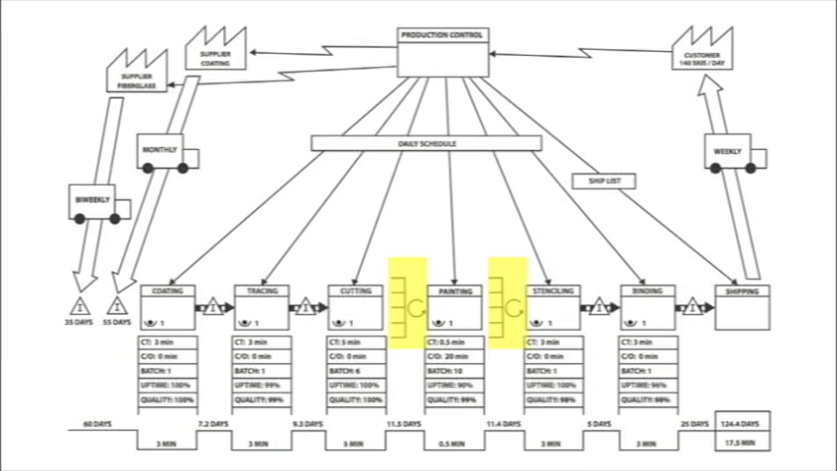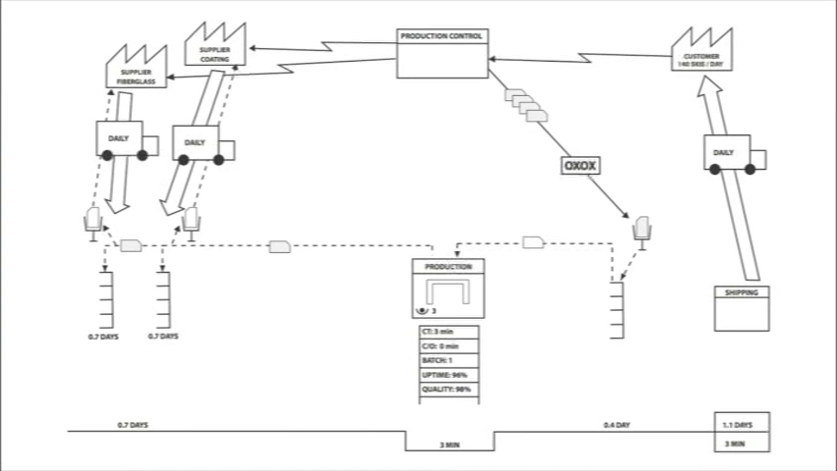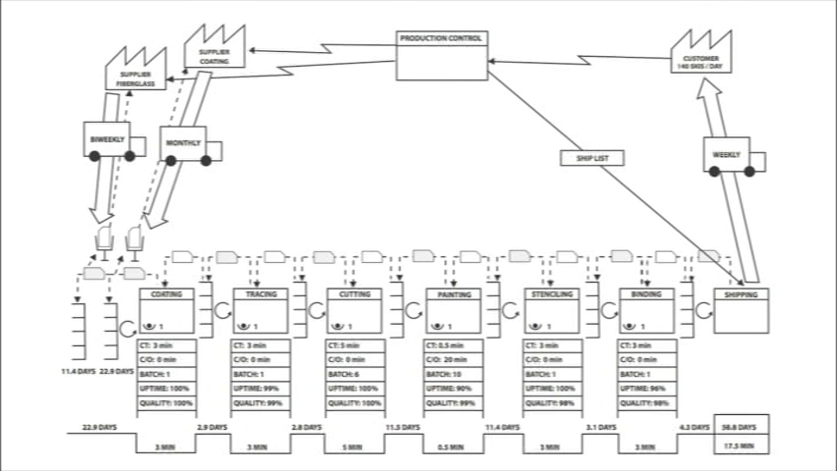Notice the supermarkets that were put in place right after the cutting and the painting areas. The team takes a look at the ideal state map and realizes in order to create a cell with flow, they must first master pull.